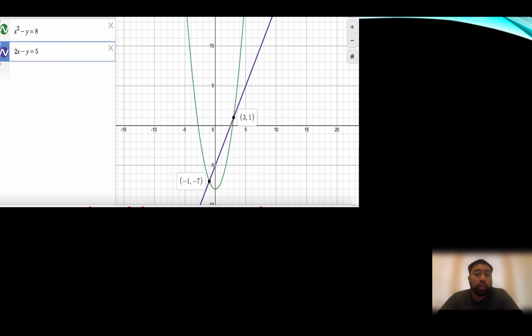Alright guys, if you look at this, I graphed both of those inside and you see that it has two answers. We got the answers as -1, -7, and 3, 1. So these are both the equations, and you can see where they intersect.